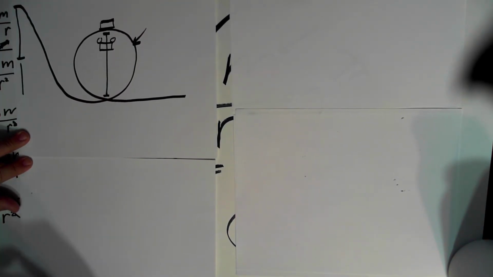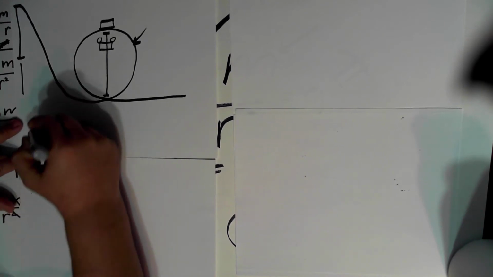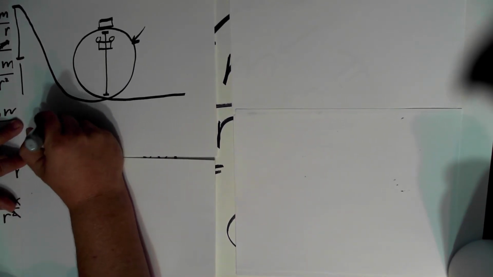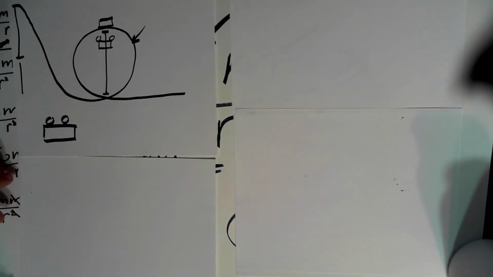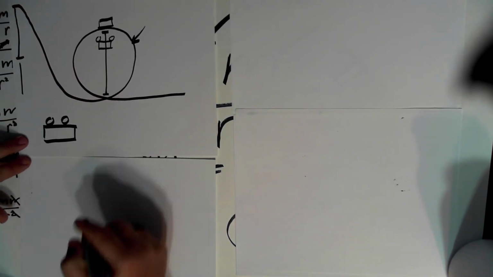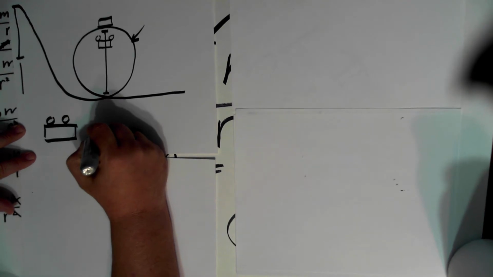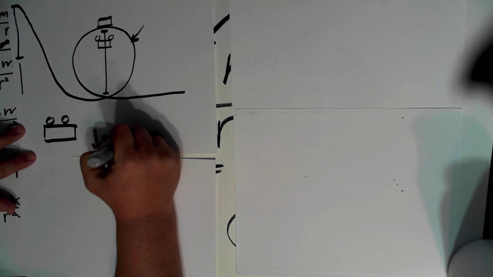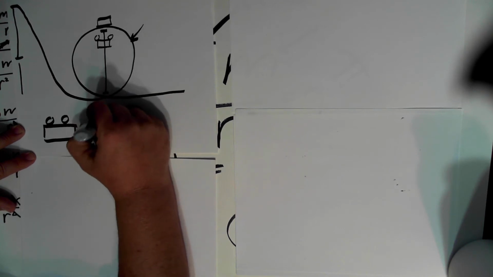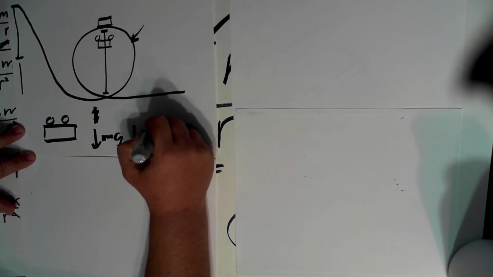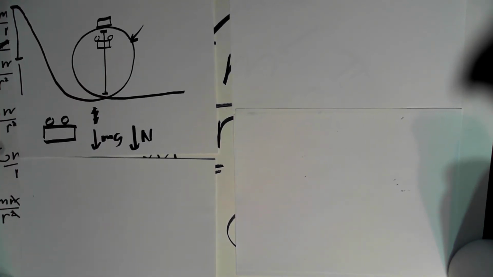Cool. So, like a uniform circular motion problem, what we start off with is drawing our free body diagram because it is a force problem. So here's my cart. It's upside down. The two forces that are acting on it are gravity and normal force. Okay, I almost drew the normal force up, but that made no sense. So those are the two forces that are acting on the cart at that moment.